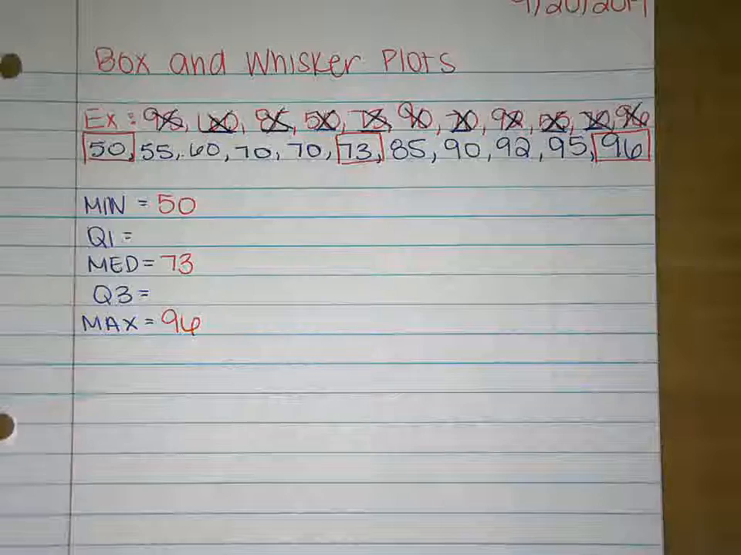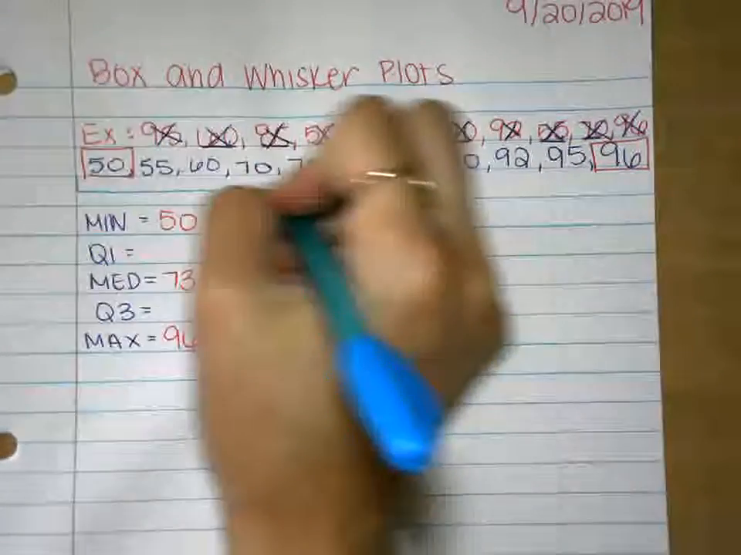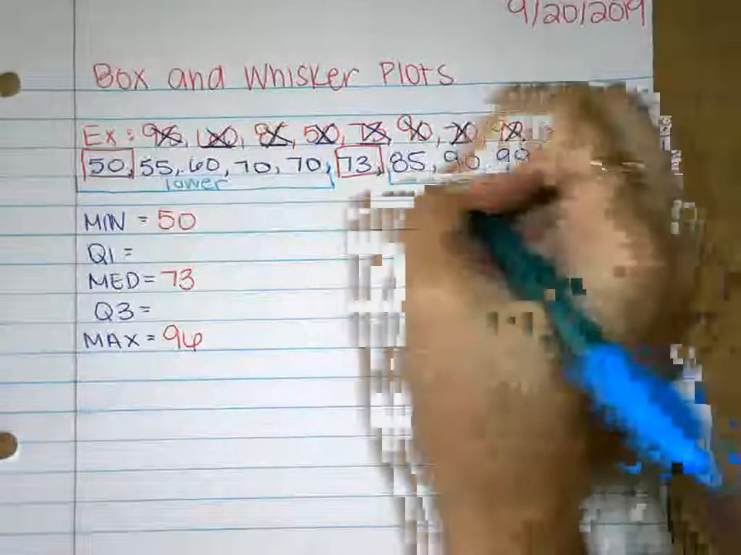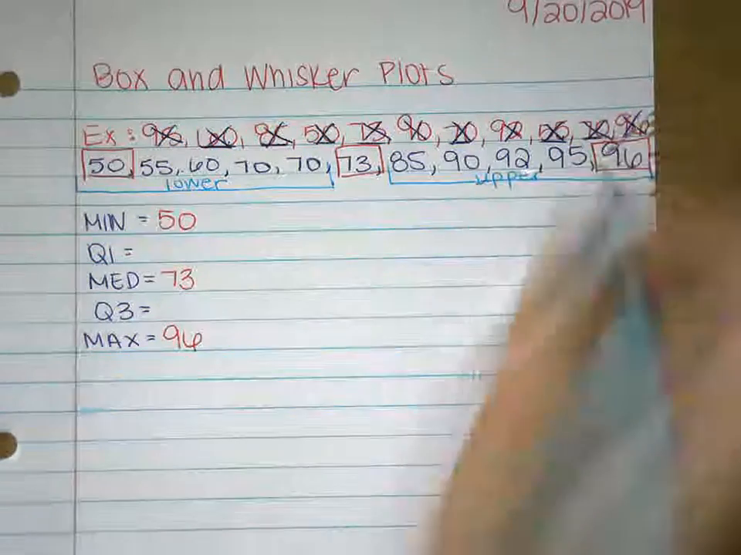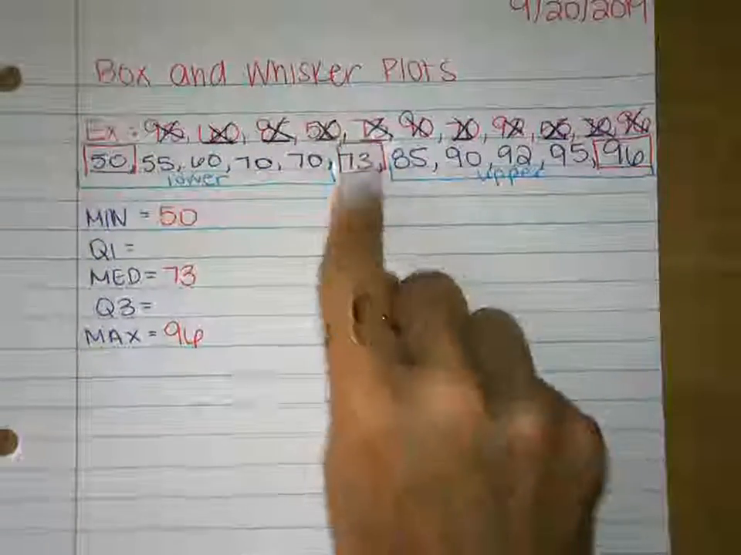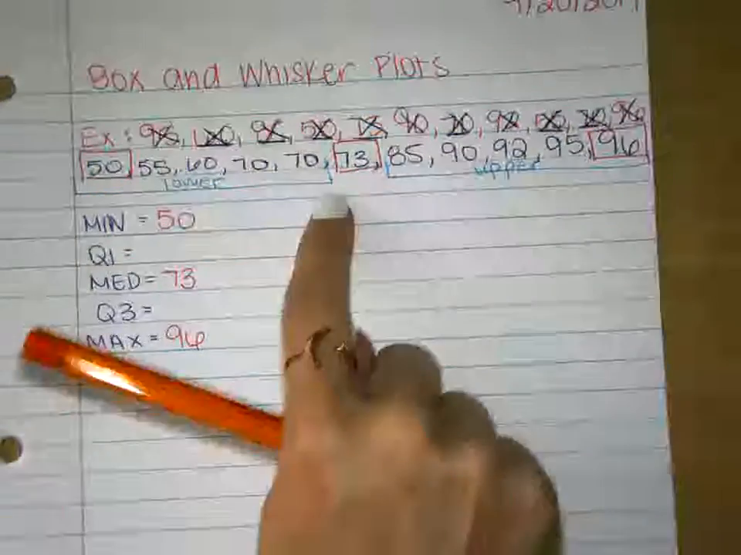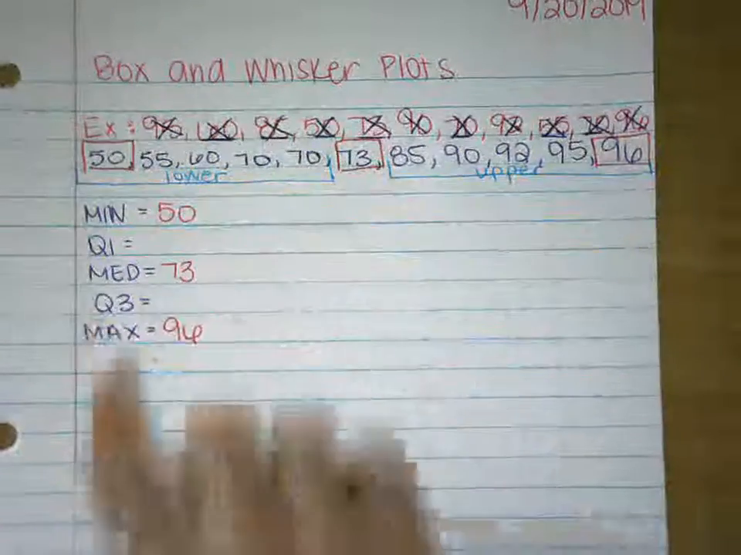Once you have found your median, the median breaks up your set into what we call the lower set and what we call the upper set. So those are our two sets. That median breaks it up. Notice I'm not counting 73 because it's not a part of it. Okay? It goes directly in front of it because the median does not count.